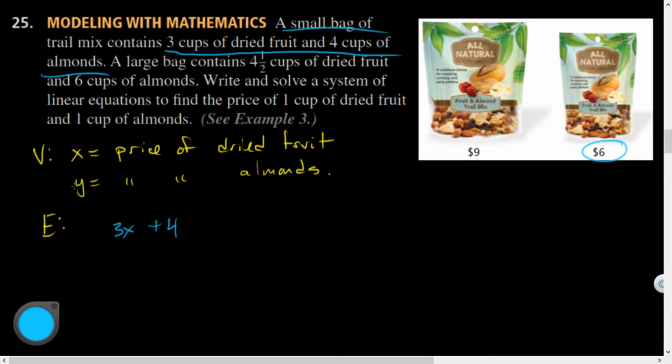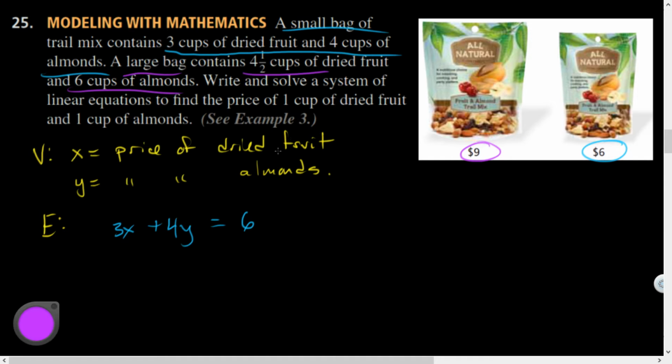4 cups of almonds multiplied by the price per cup of almonds. That'll represent how much money is spent on fruit, how much money is spent on almonds. Add those together. That will be the total cost, which is the price of a small bag of trail mix, which is 6. I like it. All right, someone combine the purple information here. So a large bag, so that's this one, contains 4.5 and 6. How could I write an equation for that?